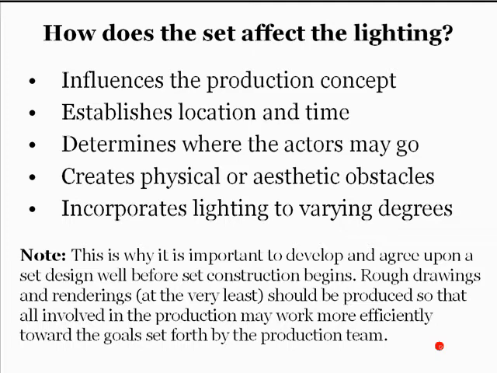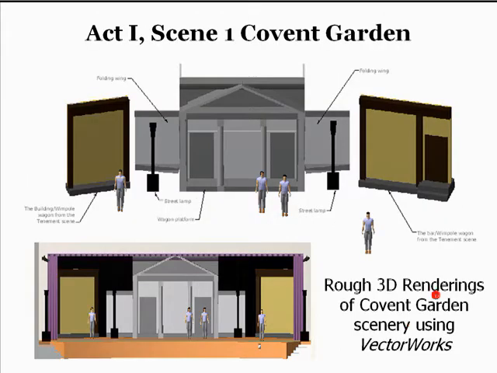So this is more for this production of My Fair Lady, a high school level production, something that's less professional. You need to produce rough renderings and drawings at the very least, so that everyone involved in the production can work efficiently toward the goals set forth by the production team. So you need drawings so people know what's being built. It's that simple. And a good drawing to do that is a rendering like this.